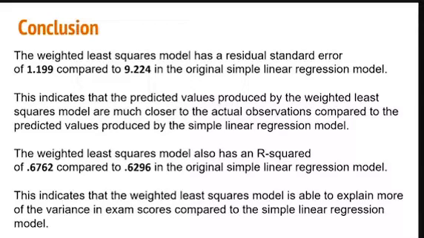And I said this indicates that the predicted values produced by the weighted least square model are much closer to the actual observations compared to the original. Now, why are we using a model? We basically want to explain, or we want to predict, right? But right now, we actually want our model to predict some values.